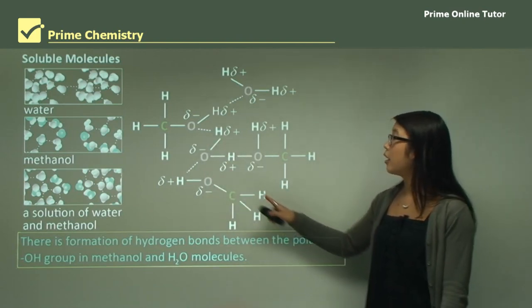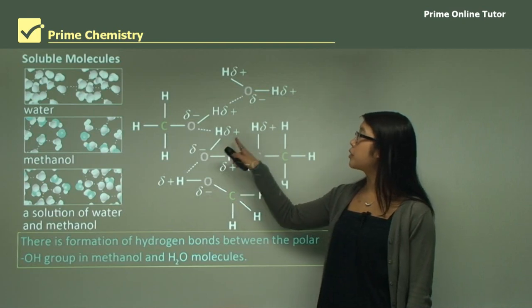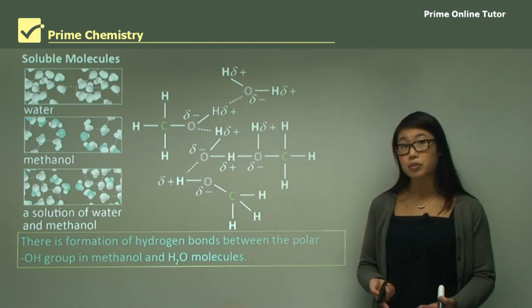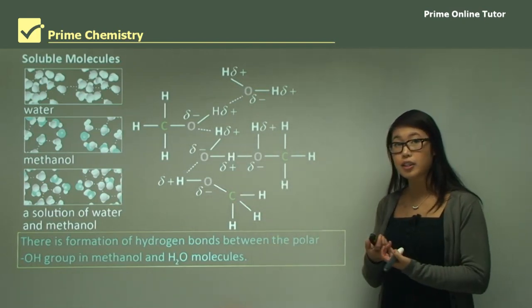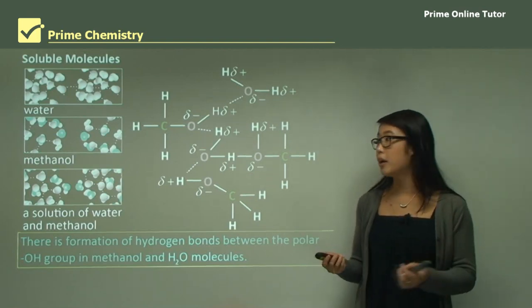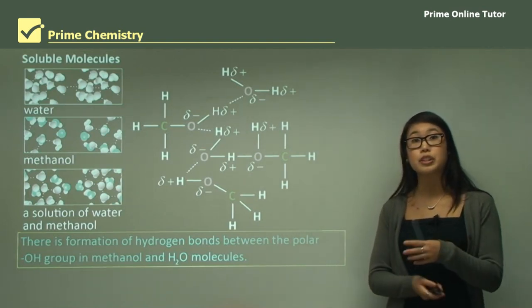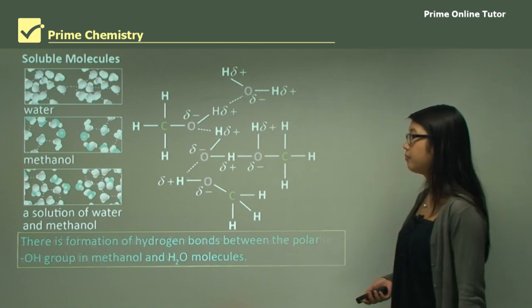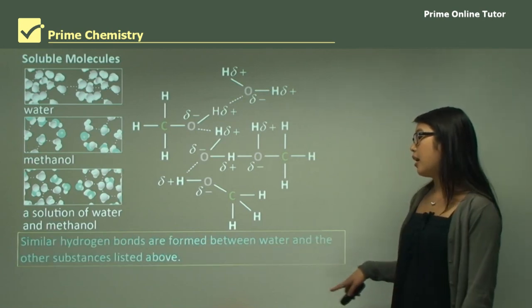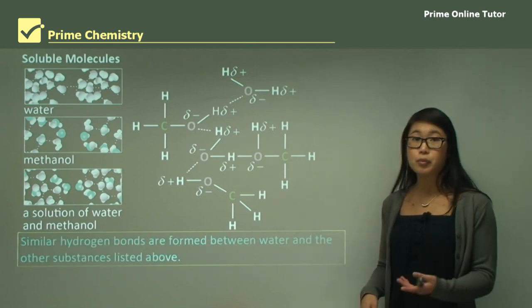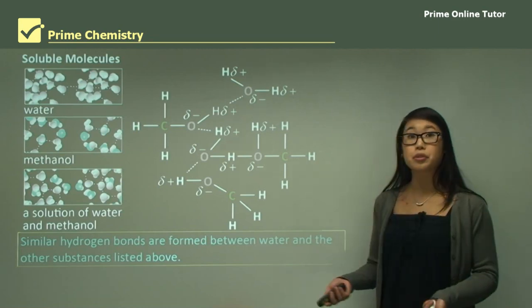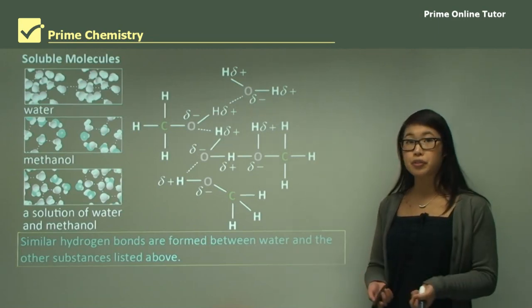Because the OH group can interact with the water molecules, they can attract each other and pull the water molecules apart, pull the methanol apart, and therefore disperse inside the water. Similarly, between water and other substances which are polar, hydrogen bonds can also be formed, and therefore they can be dissolved in water.